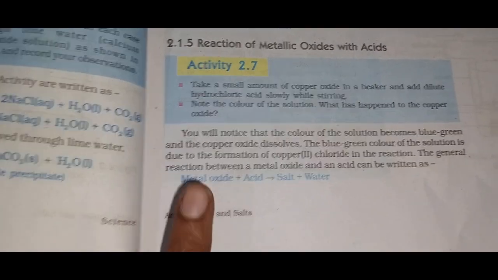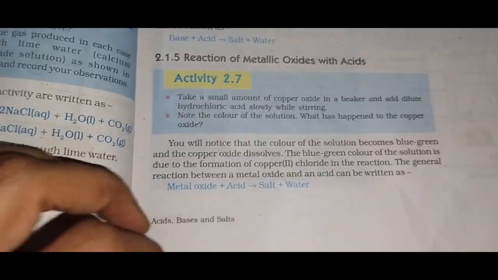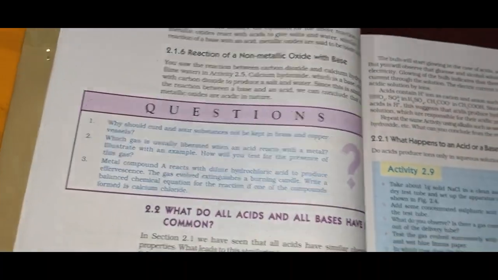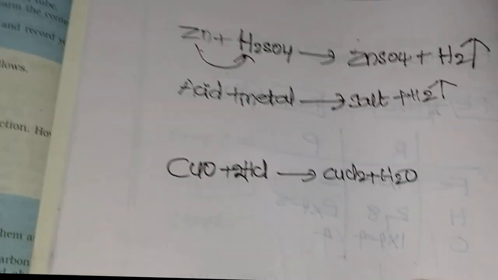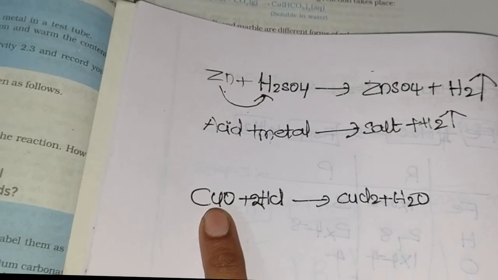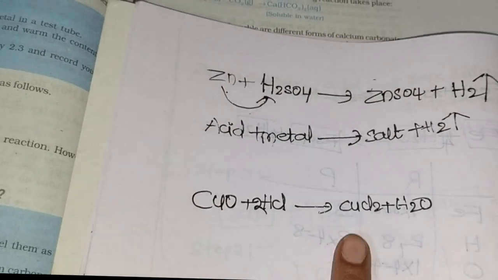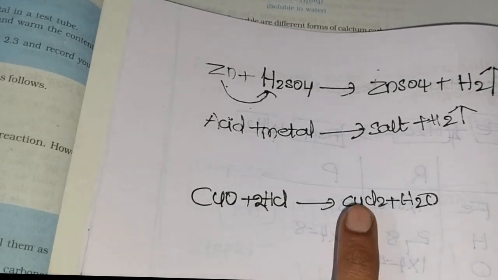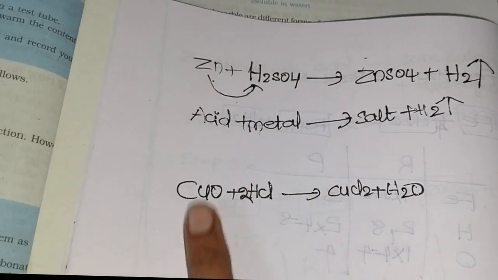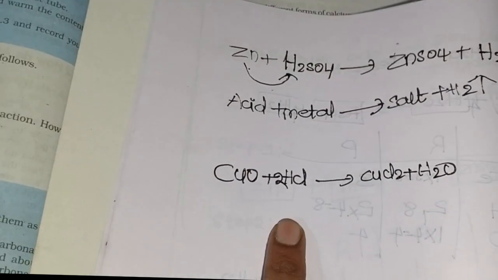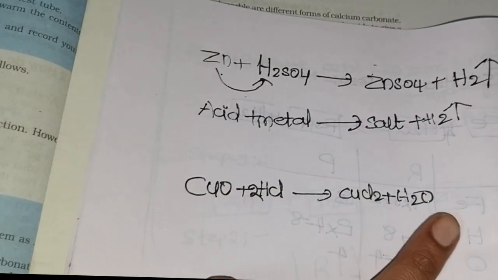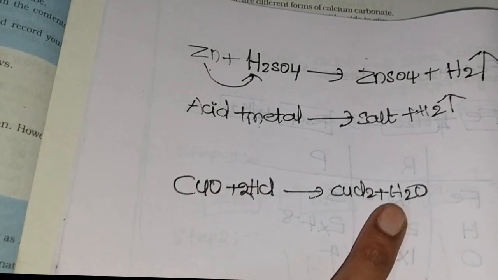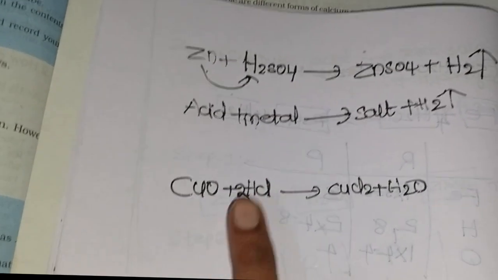So generally we can write metal oxide plus acid gives salt plus water. We can write and balance the equation for the above reaction. What is that reaction? That is nothing but copper oxide, a metallic oxide, reacts with hydrochloric acid to form copper chloride, which appears in blue-green color, plus water. So metal oxides react with acids to form salt and water. Like this we can write a balanced chemical equation. It is not given in the textbook, you can write it down.